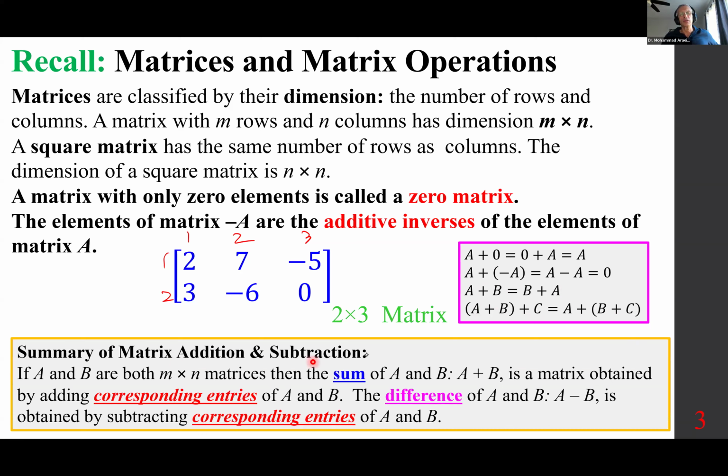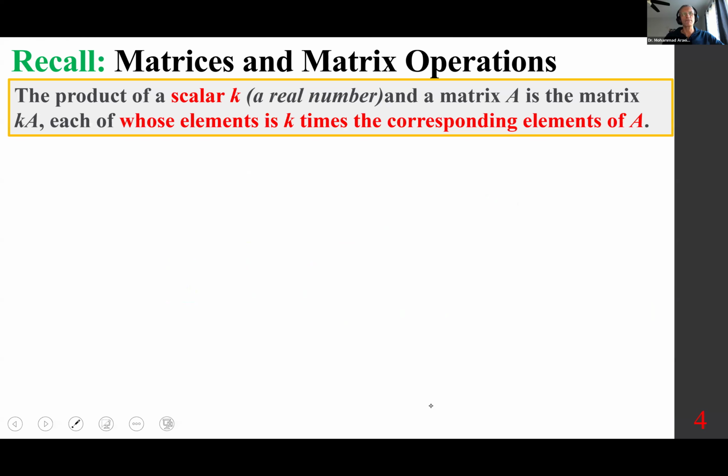A summary of matrix addition and subtraction. If A and B are both m by n matrices, then the sum of A and B, A plus B, is a matrix obtained by adding corresponding entries of A and B. The difference of A and B, A minus B, is obtained by subtracting corresponding entries of A and B. The product of a scalar, K a real number, and a matrix A is matrix KA, each of whose elements is K times the corresponding element of A. In other words, if you multiply a number by a matrix, you multiply each entry by that number.